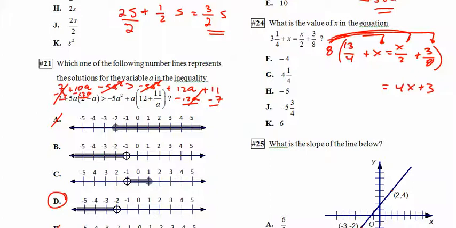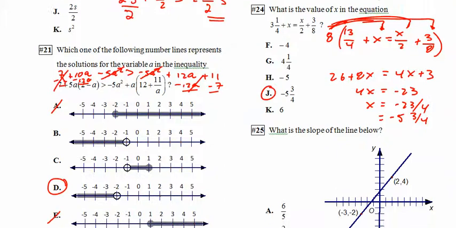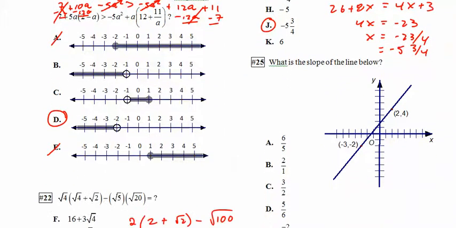So over here I get 4x plus 3, and here I get 26 plus 8x. 4x equals negative 23. X equals negative 23/4. Did that a little fast. Gotta make sure I'm good with that. Yeah, it looks good. Convert, so that's 5 3/4. There it is. Another one I would check, given a little bit more time.